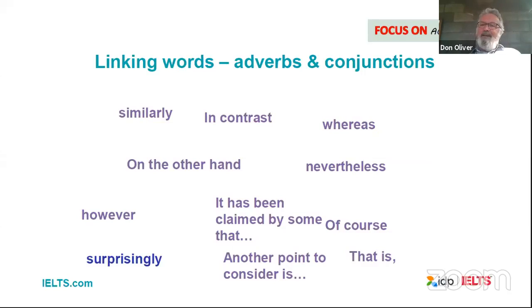If we're looking at other elements of coherence and cohesion, the linking devices, here are some examples. Very often they are adverbs, like similarly or surprisingly. Very often they are conjunctions, words that link 2 clauses together. Whereas, however. These are some examples of the sorts of words that link ideas together.